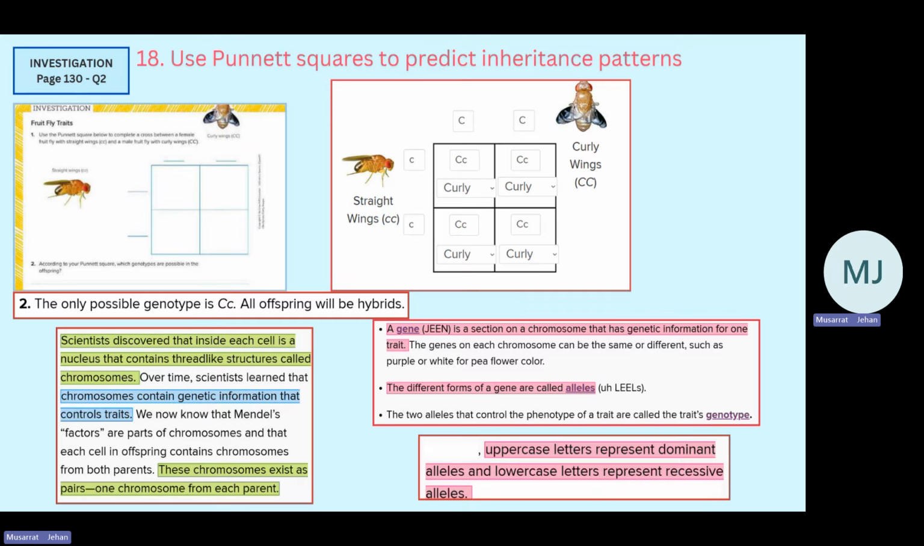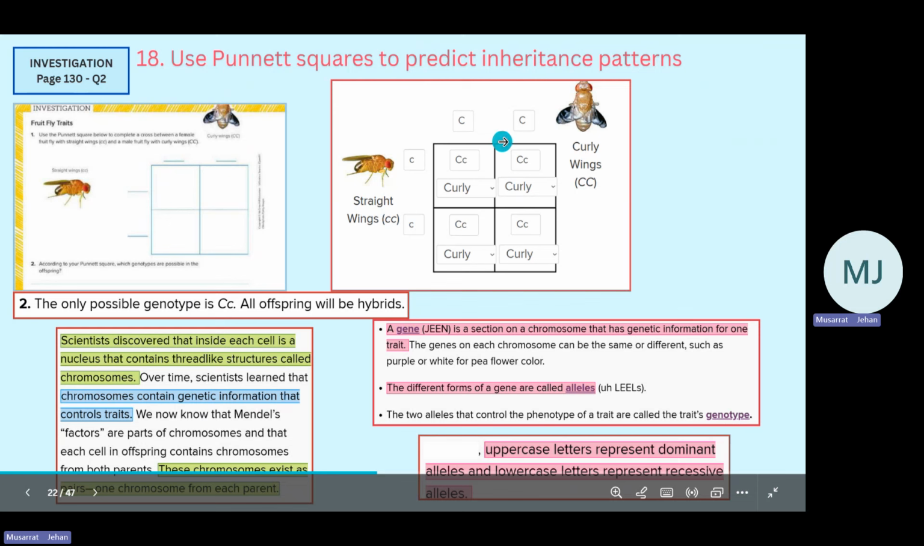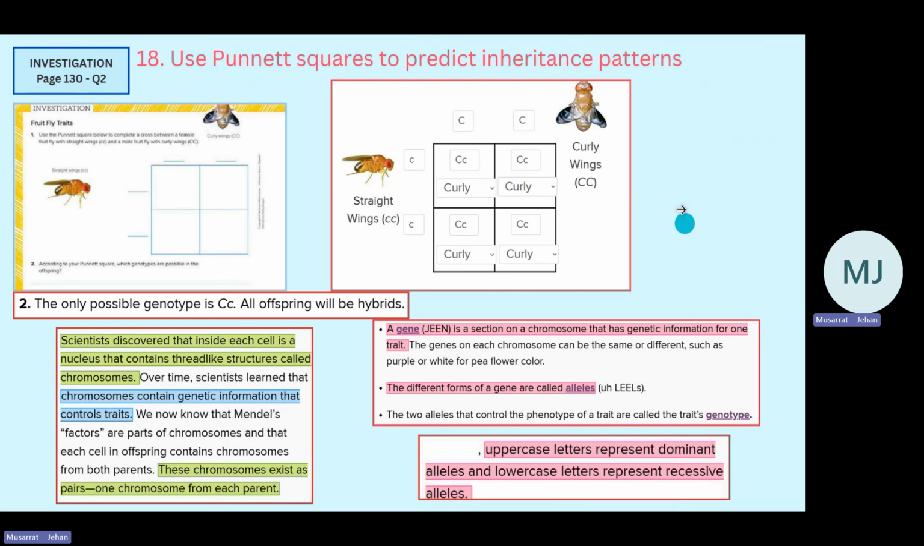And a gene has 2 forms, and these 2 forms of genes are called the alleles. These are the 2 alleles which control the phenotype of a trait. When we write them this way, it is the genotype. So you should know what is phenotype and genotype. When we write it as uppercase letters, it represents a dominant trait, and lowercase is recessive.